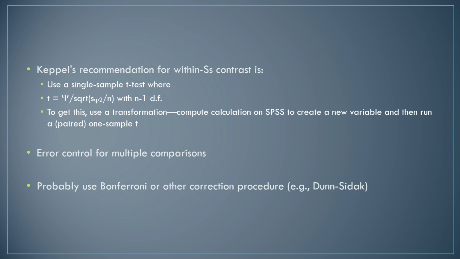And so if you are going to do multiple comparisons, you will probably want to use a Bonferroni or some other correction procedure as part of your post hoc comparisons to be able to control for the type 1 error and be able to pay attention to the number of degrees of freedom that are being used.